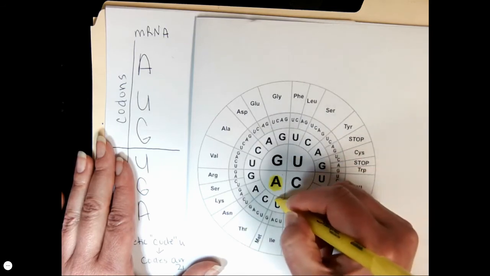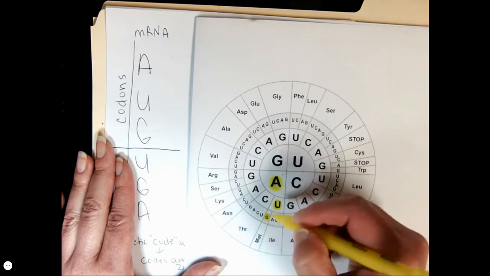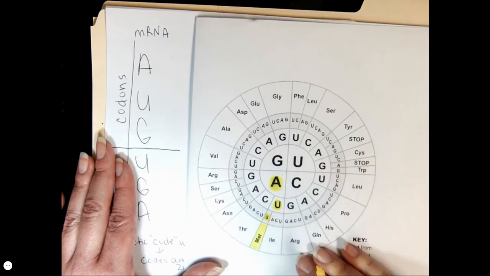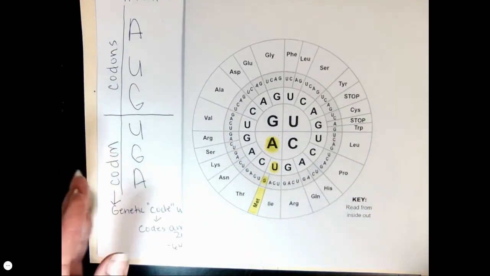Then our second base is U. And our third base is a G. And if we look outward, there's our answer, which is methionine, which is represented just by MET.